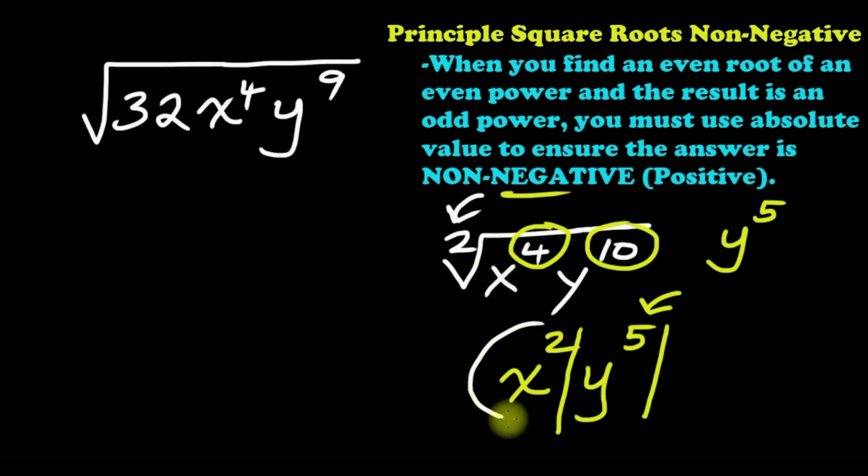See, the x squared is fine. You don't need an absolute value around x squared because x squared is a positive number, even though if x is a negative number, when you square it, you're going to end up with a positive number. It's only those that come out to an odd power. Now, if you're dealing with an odd root, let's say your index number is 3, 5, 7, then this does not apply. So we're going to simplify the square root of 32 x to the 4th y to the 9.